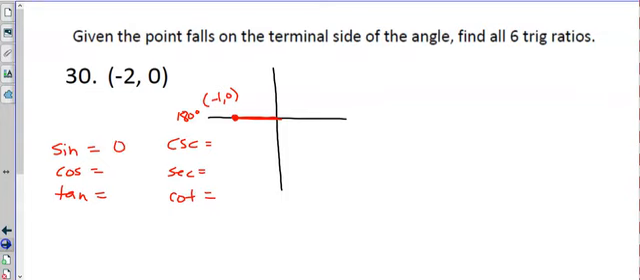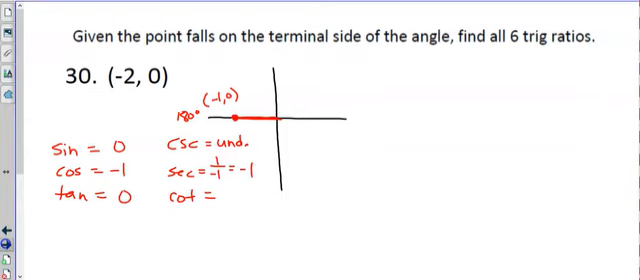So sine is your y value. So sine is 0. Cosine is your x value, -1. Tangent, y over x. 0 divided by -1 is just 0. Cosecant is 1 over your y value. 1 divided by 0. Uh-oh, that's a problem. That one is undefined. Secant is 1 over cosine. So 1 over your x value. 1 over -1 is -1.